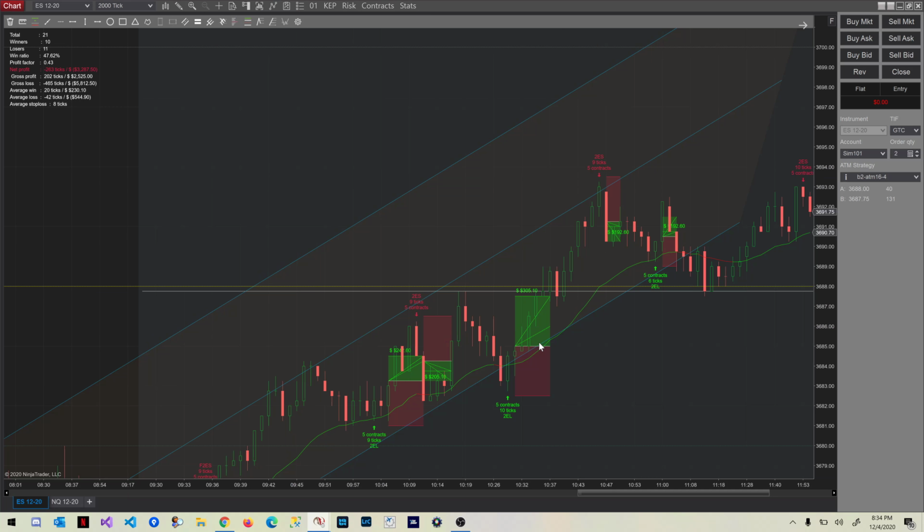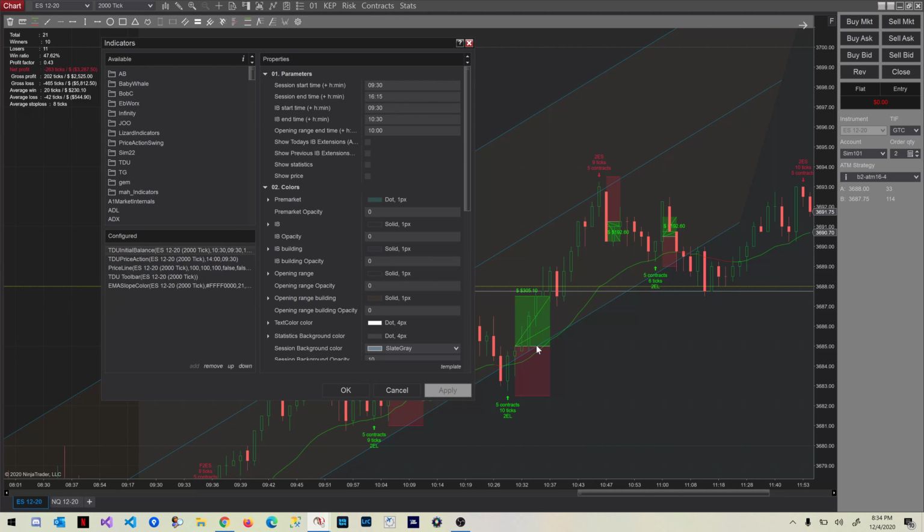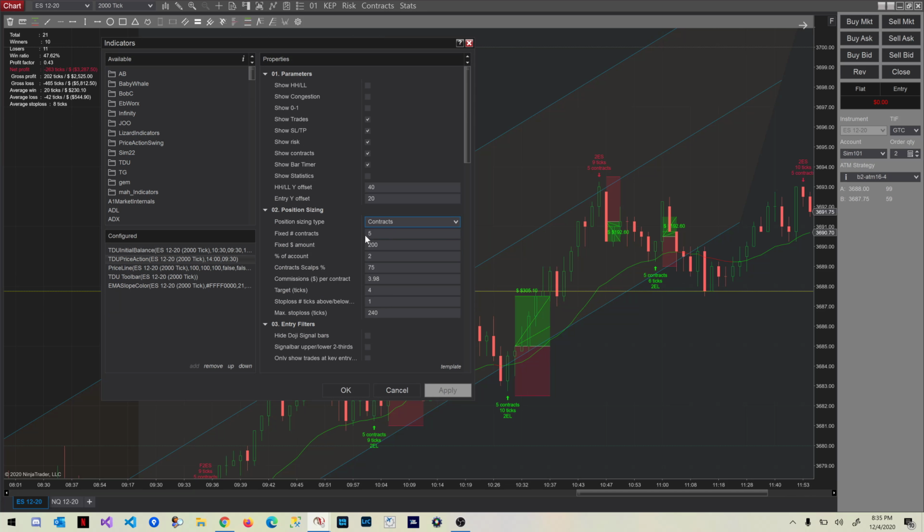And the way it determines how many contracts to use for the scalp and for the runner is, well, first it starts with the number of contracts shown here. It's now fixed at 5 because we set it up. We have 5 contracts fixed. So it starts with 5, and in this case it takes 75% off at the scalp at 4 ticks, and the other 25% of the contracts it leaves as a runner. So that's how this works. You can just specify how many percent should be taken off as a scalp, and the rest will be a runner.